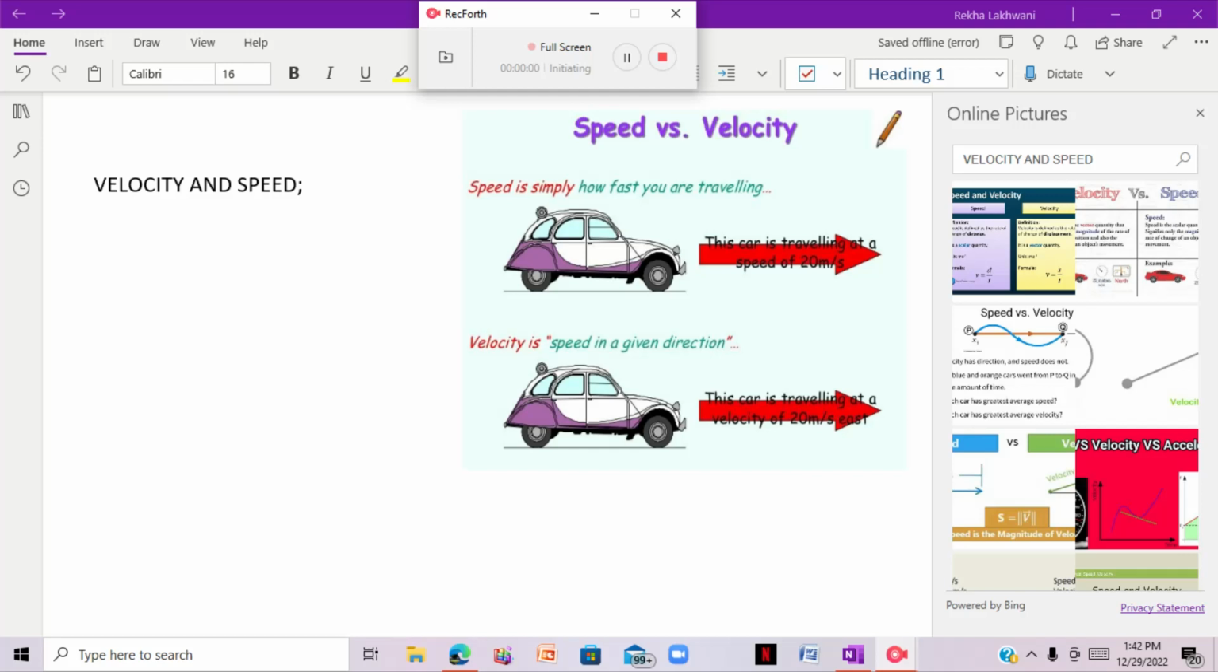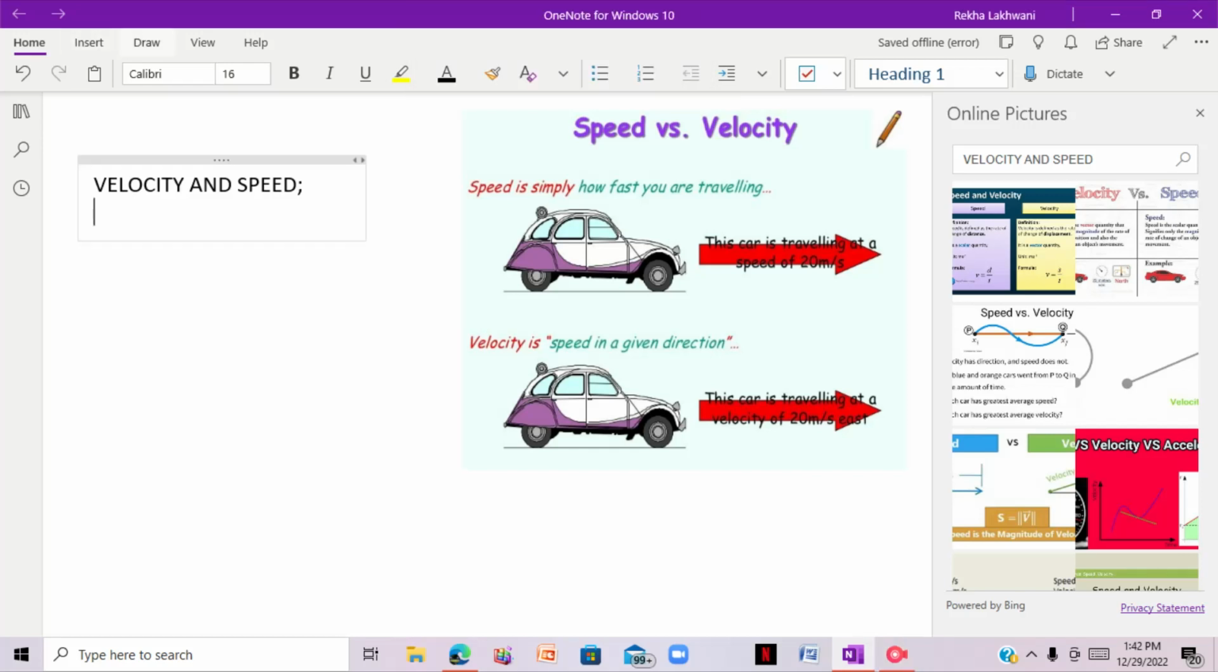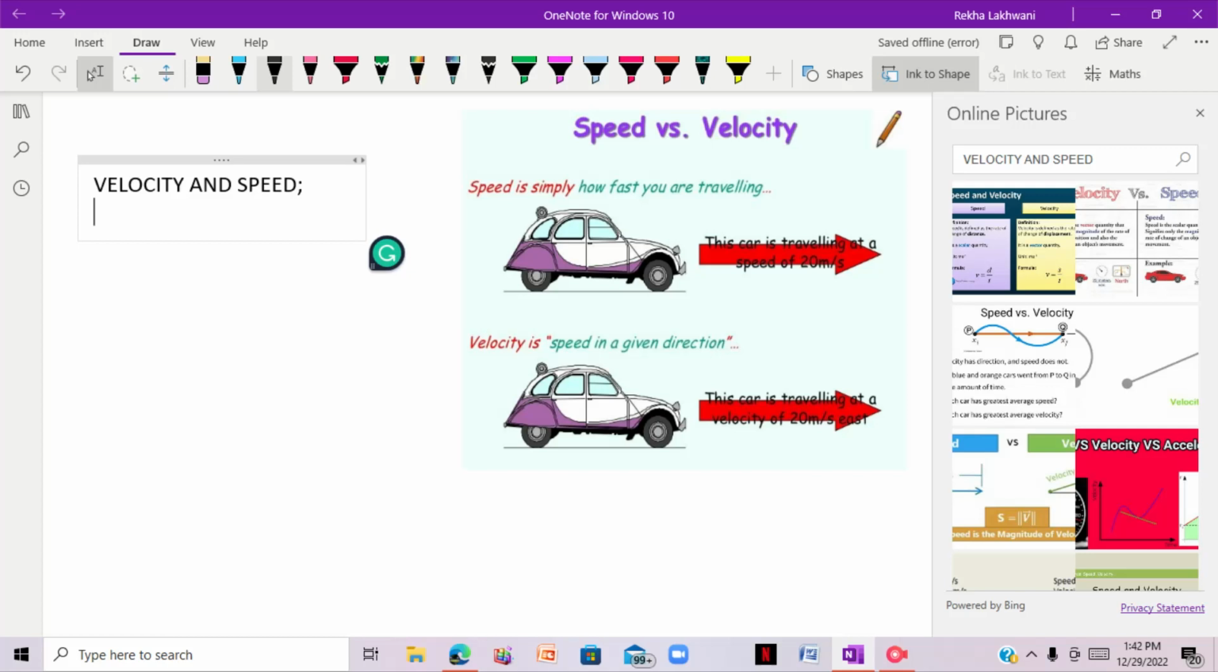So today let's talk about speed and velocity. What is speed and velocity? And yes, velocity and speed.